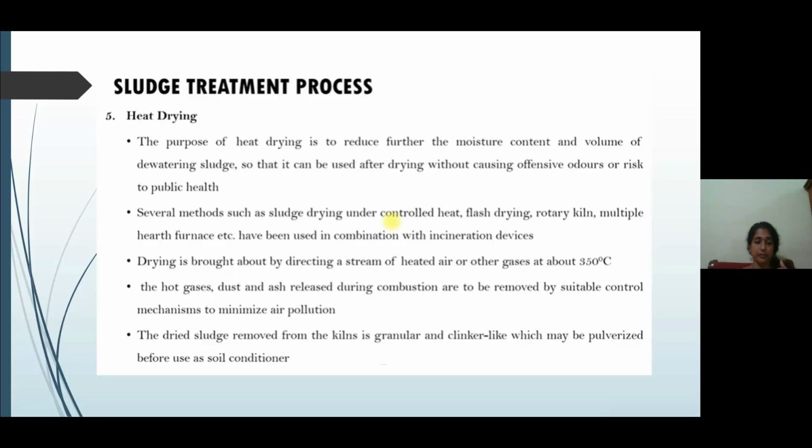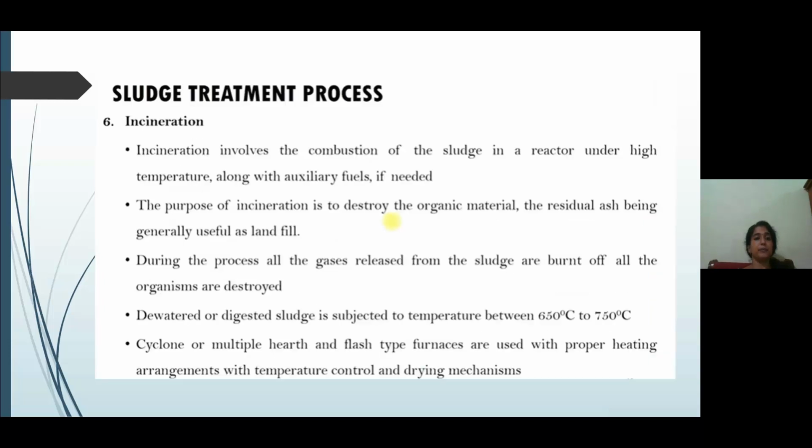Drying is brought about by directing a stream of heated air or other gases at about 350 degrees centigrade, and the dried sludge removed from the kilns is granular. This can be used for landfilling and as a soil conditioner. Then the incineration.